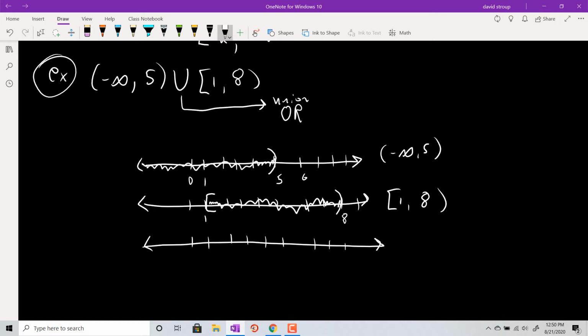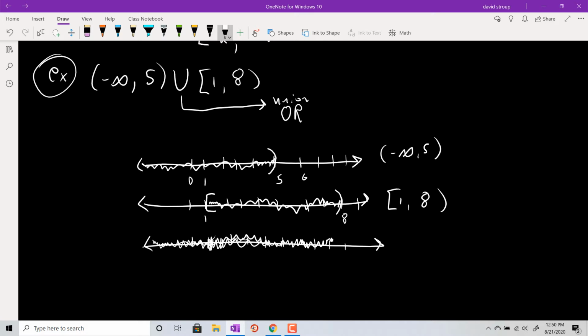Okay. So for unions, if the number is in one or the other or both, it's going to be in the union. Okay, so we're going to have everything from negative infinity to 5. And then on top of that, we have that other interval. So it's going from like 1 to, and because it's in the union, we're going all the way up to 8.